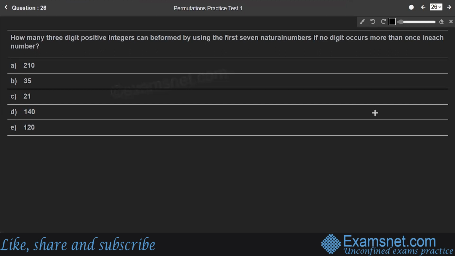Question number 26. How many 3-digit positive integers can be formed by using the first 7 natural numbers if no digit occurs more than once in each number? Here the condition is that no digit occurs more than once. Using the first 7 natural numbers, which are 1, 2, 3, 4, 5, 6 and 7, how many 3-digit numbers can be formed?